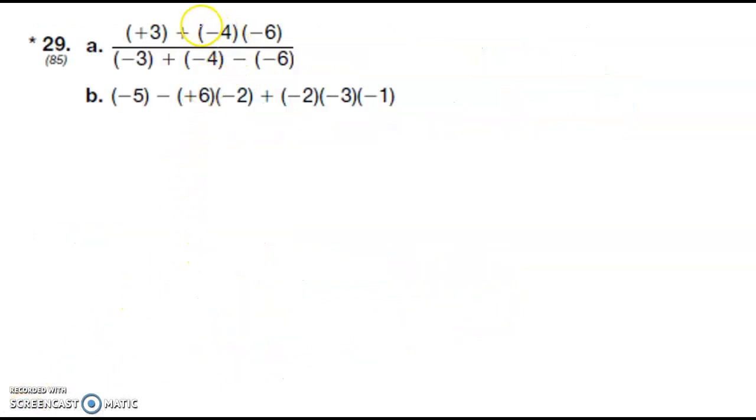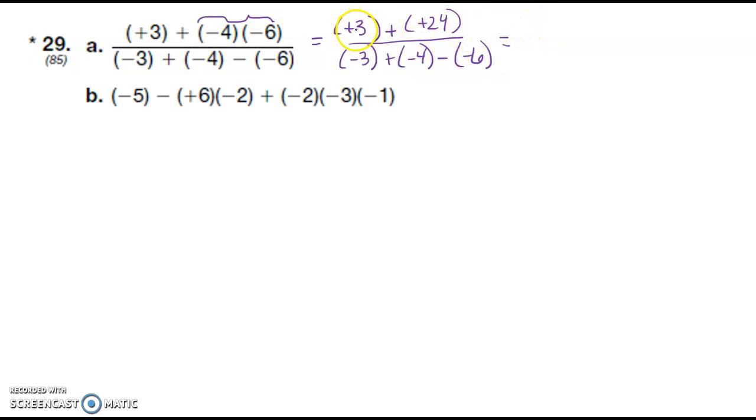Oh boy. Okay, so let's go ahead and do this part first. Plus 3 plus -4 times -6 is positive 24. Over -3 plus -4 minus -6. Okay. So the top here is positive plus positive, which gives me positive 27. Down here, negative plus a negative gives me -7 minus -6. We're going to keep change. So I get -1, which is -27.